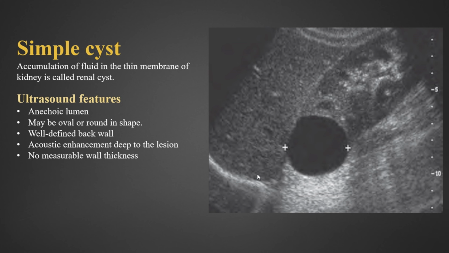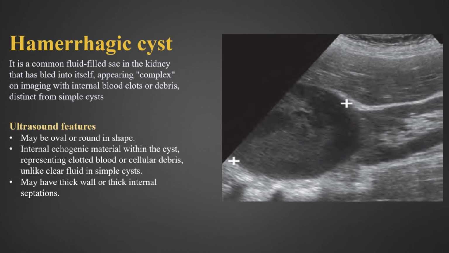And now in this longitudinal view we can see the liver parenchyma and the right kidney. The right kidney shows a rounded, well-defined fluid collection with an anechoic lumen, also showing marked acoustic enhancement, and it has no measurable wall thickness. And these features are suggestive of a simple cyst, and this cyst is present at the upper pole of the right kidney.